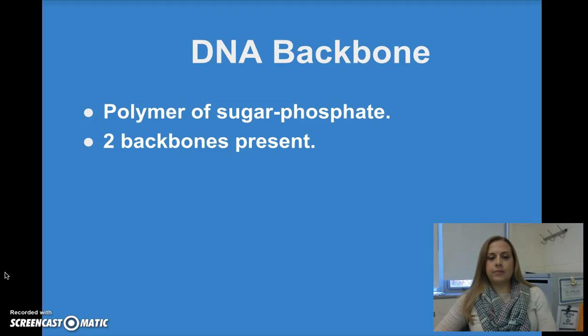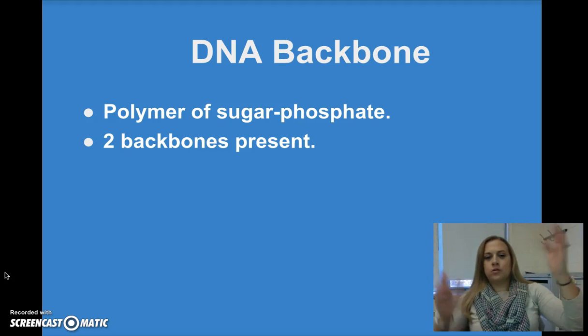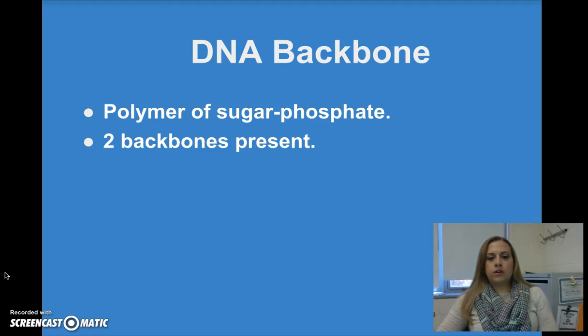All right, so the DNA backbone. We talked about how DNA sort of looks like if you took a ladder and then twisted it. And so the sides of the ladder, that would be the DNA backbone. That is a polymer of sugar phosphate groups. What that means is that you're binding sugar to phosphate, sugar to phosphate, sugar to phosphate all the way down the backbone. And there's two, so you've got two sides of a ladder, so you'll have two of those sugar phosphate backbones.